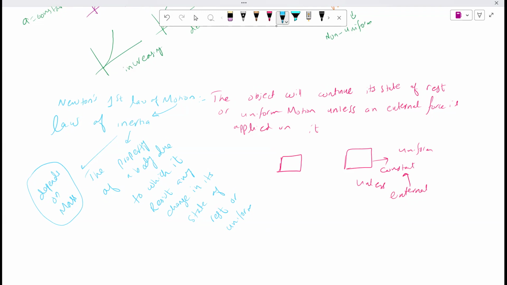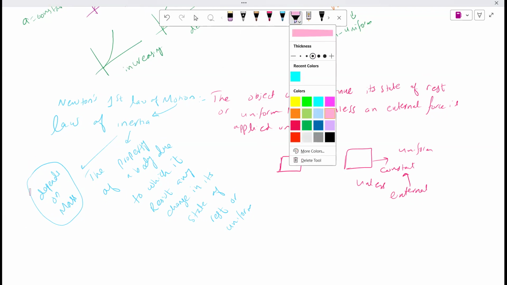So inertia is a property due to which a body resists any change. Focus on the word resist any change in its state of rest or motion. If at rest, it will try to stay at rest. If it's in uniform motion, it would try to stay in that state unless an external force is applied on it. Are we clear about Newton's first law and why it's called the law of inertia?